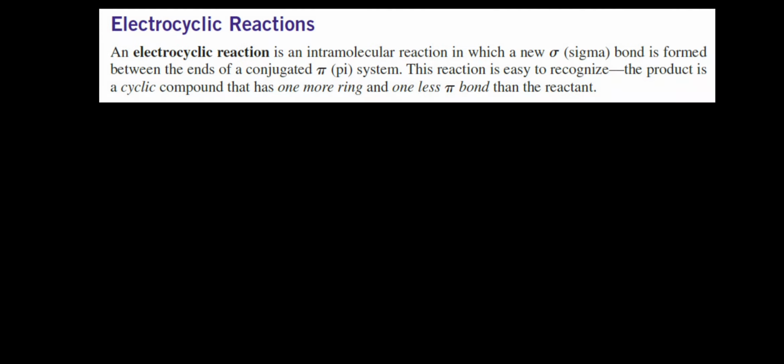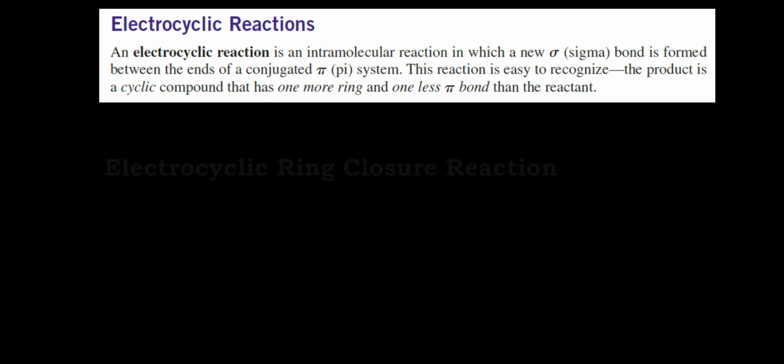So coming on to the first reaction, that is called electrocyclic. As the name suggests, electro means electron and cyclic means the electrons of the pi system. The pi bond electrons will move in a cyclic manner, and a new sigma bond will form between the ends of the pi system. Whatever the pi bonds are in conjugation, at the end of that conjugation one new sigma bond is formed. And what will be present in the product? One extra ring is formed and there is one pi bond less.